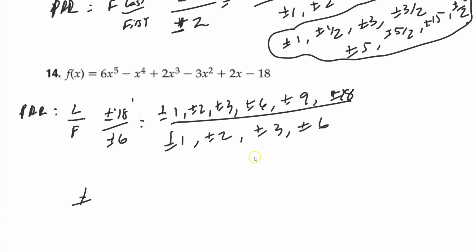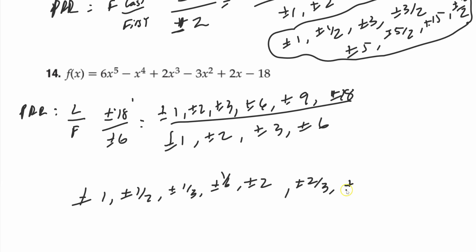So 1 over all those, so it'll be 1, 1/2, 1/3, 1/6. And then 2 over all of them. Now 2 over 1 is 2. 2 over 2 is 1. I actually already have that, so I don't need to write that one again. 2 over 3 is 2/3. 2 over 6 is 1/3, which I already have again, so I don't need to write that. So it does get a little easier.